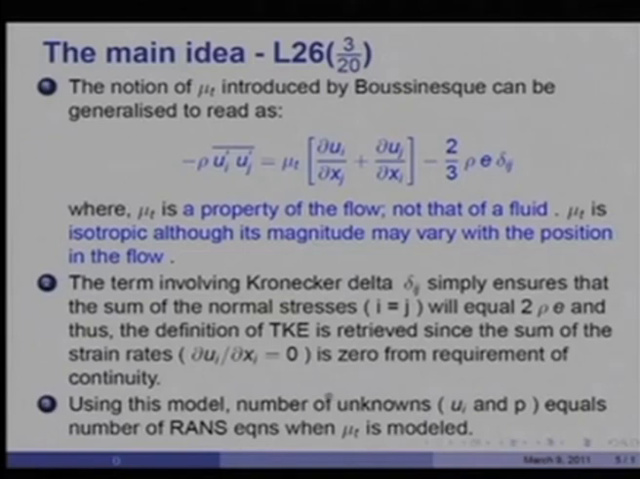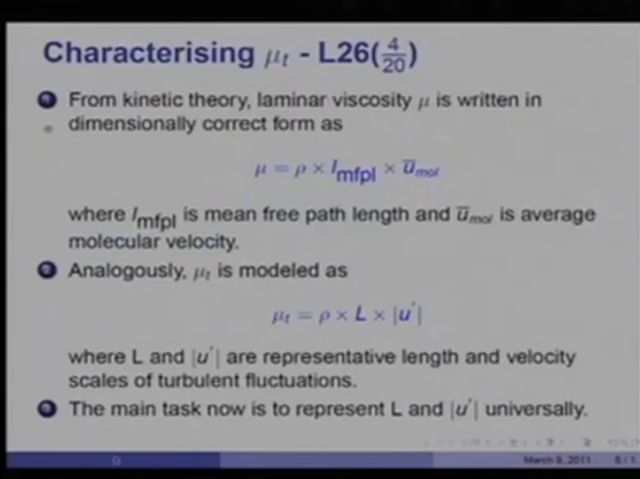Using this model, the number of equations in the Reynolds equations equals the number of unknowns u_i and p, but then the value of mu_t now must be provided somehow, and that is the modeling part. Characterizing mu_t: from kinetic theory, laminar viscosity mu is written in dimensionally correct form as mu proportional to rho times the mean free path length L times the average molecular velocity u_mole bar.